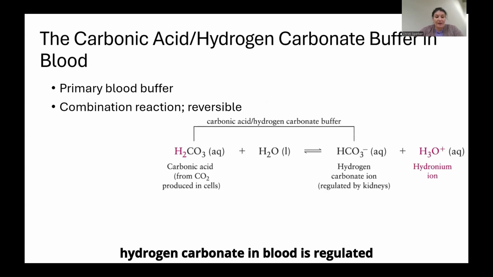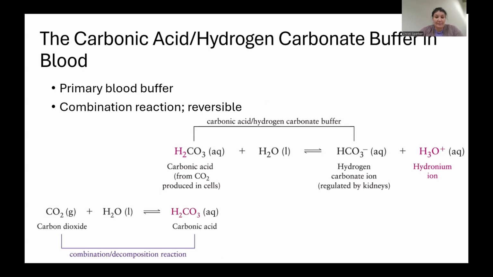The concentration of hydrogen carbonate in blood is regulated by the kidney, which releases and absorbs hydrogen carbonate as needed into circulation. When the concentration of dissolved carbon dioxide in the blood increases, the reaction shifts to the right to consume more carbon dioxide and produce more carbonic acid. Conversely, when the concentration of carbon dioxide in blood decreases, the reaction shifts to the left, a decomposition reaction, to produce more carbon dioxide and water.